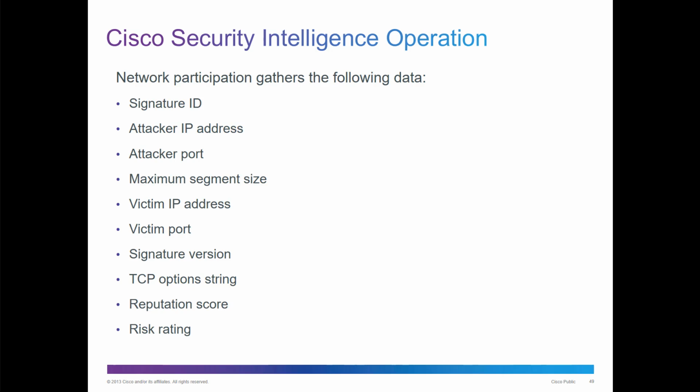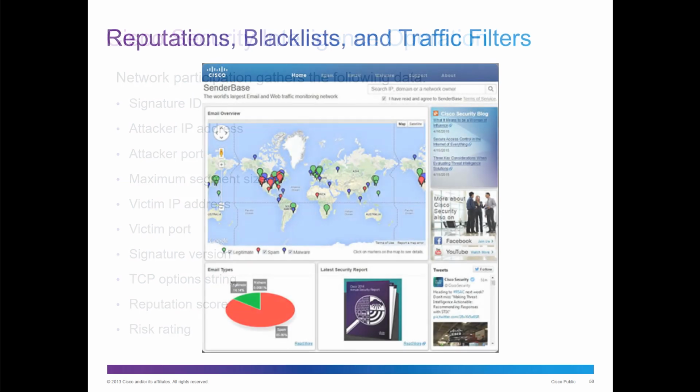Signature IDs, the attacker IP, port, frame, MAC addresses, maybe victim information, signature version, TCP operational strings, reputation score, or a risk score, or risk rating. Part of the reputations could be things like blacklists, whitelists, and filtering. If we know that this information is coming from a riskier area, we may add additional content filtering.